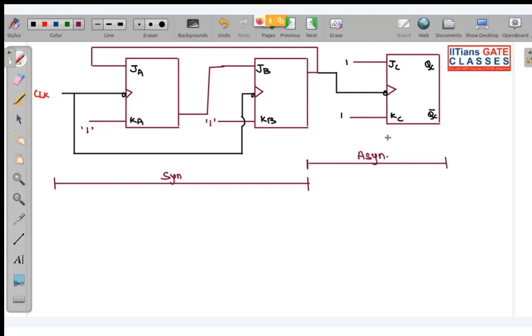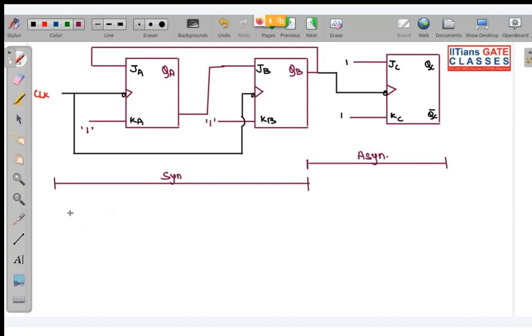Okay. So now whenever there is a synchronous counter, first calculate the counting sequence of the synchronous counter. I haven't told you here, so let us take the outputs as QA, QB. So this will be your output. Okay, we are taking output from QA, QB. One more thing I haven't told you: QA is MSB, QB is LSB over here.